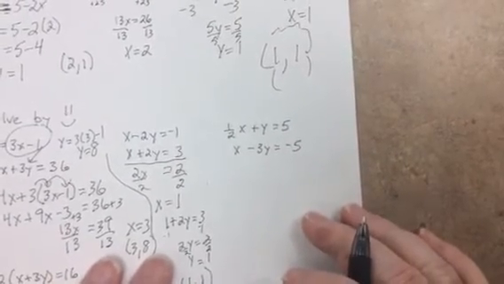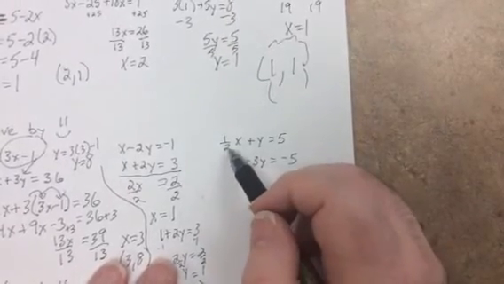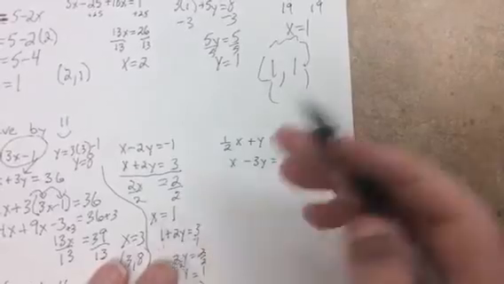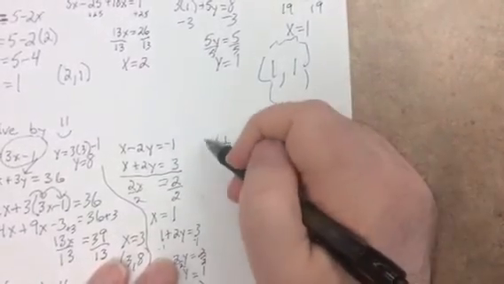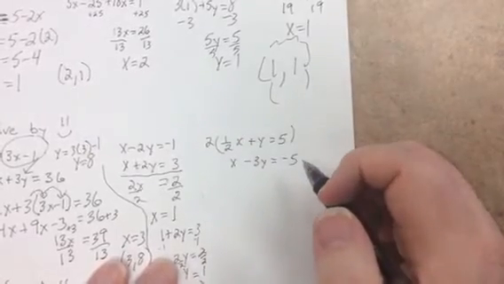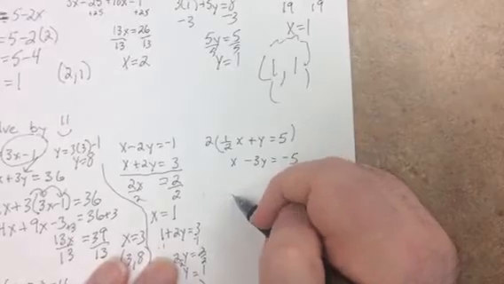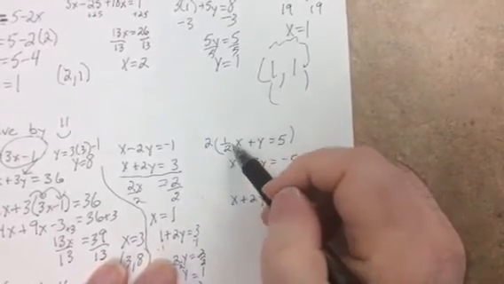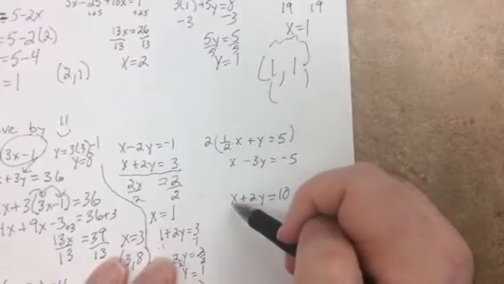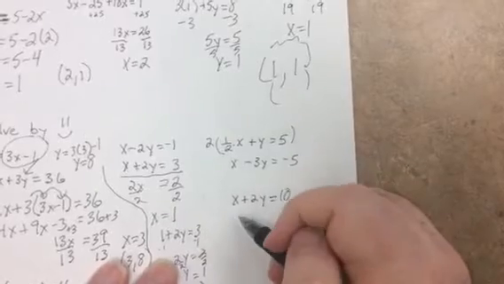This one. Now, you could do this two ways. Whenever you have a fraction in your problem, here's a little trick. Don't have to do this, but I would multiply everything by 2. Do you have to? Nope. But I don't like fractions. So here we go. x plus 2y equals 10. You have to do it to every term. 1/2 times 2 is 1x, plus 1 times 2 is 2, 5 times 2 is 10.